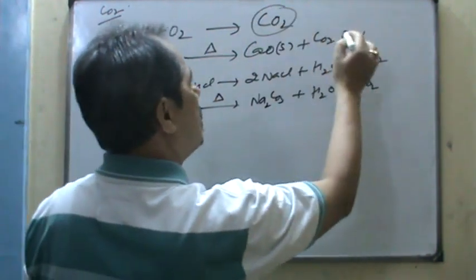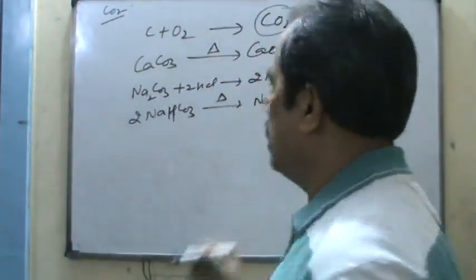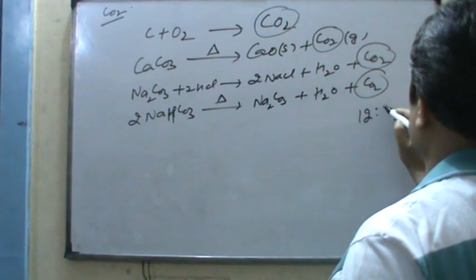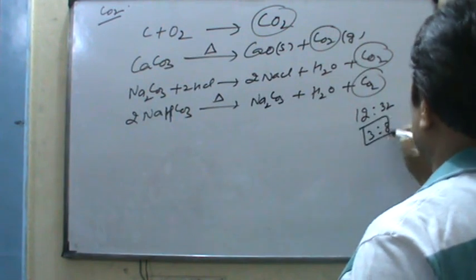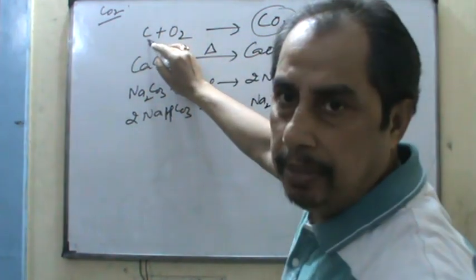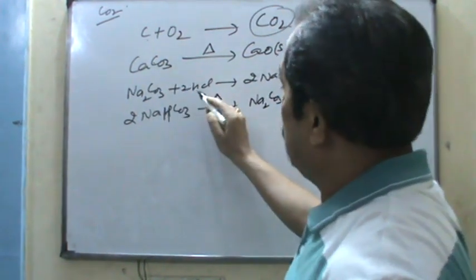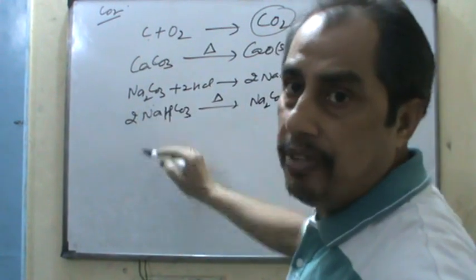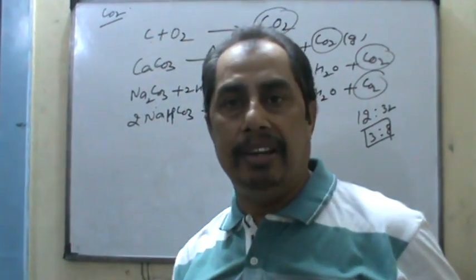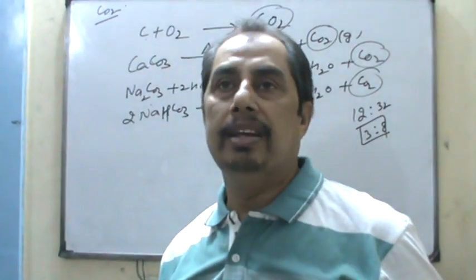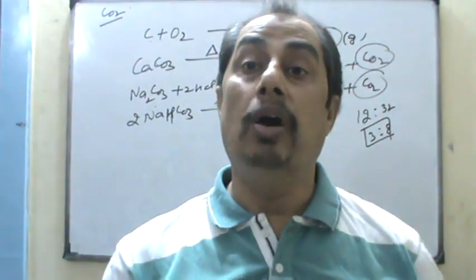Therefore, in all cases, we get carbon dioxide. Tell me the ratio of carbon and oxygen in carbon dioxide. That is 12:32, or the simplest ratio is 3:8. Sources may be combustion of carbon, decomposition of limestone, reaction of dilute HCl with sodium carbonate, or even decomposition of sodium bicarbonate. In all cases, CO2 is obtained. Sources are various, but the ratio remains constant. That is why this law is called the law of constant composition or definite proportion.